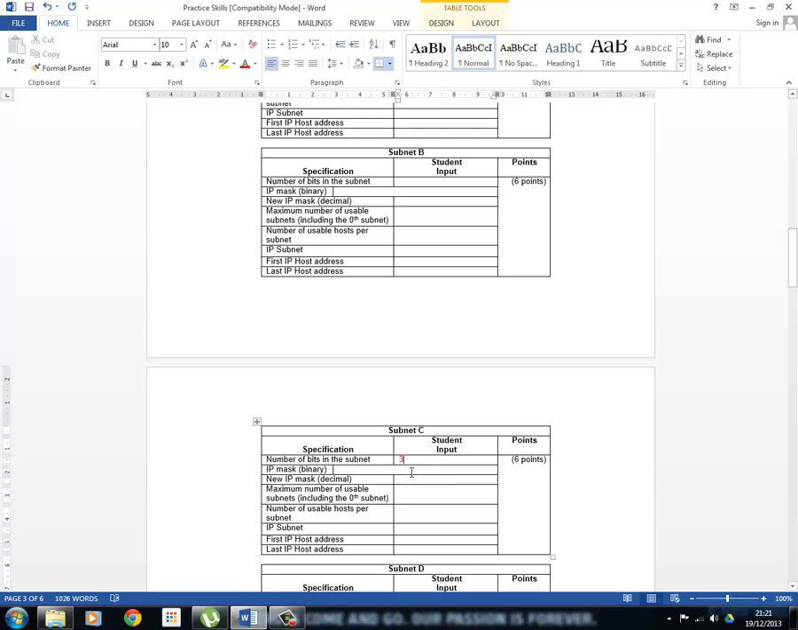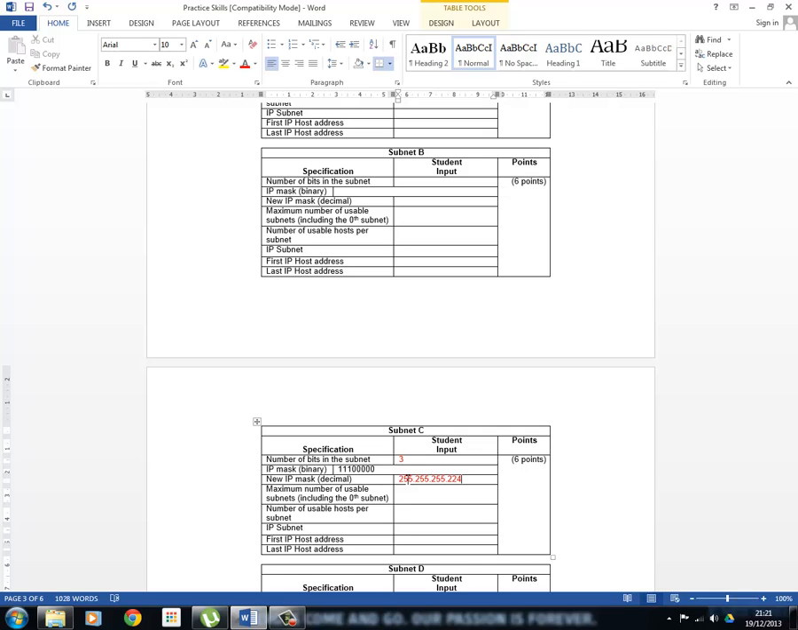What is the IP mask in binary? Well, if there's 3 bits, then it's going to be 3 ones, because I've got the 128, the 64 and the 32. Okay, what is the new IP mask in decimal? Well, it's going to be 255.224. Because if I add the 128, the 64 and the 32 together, it gives me 224.